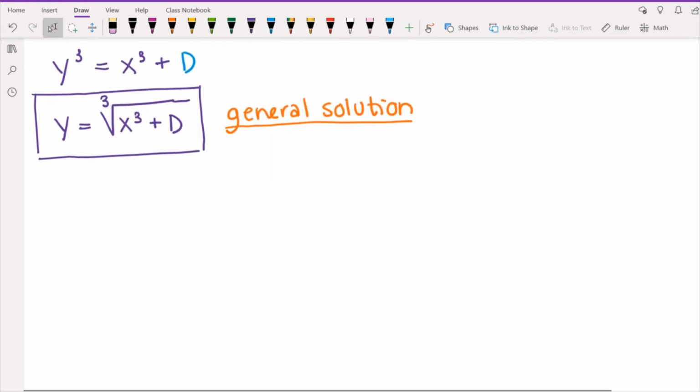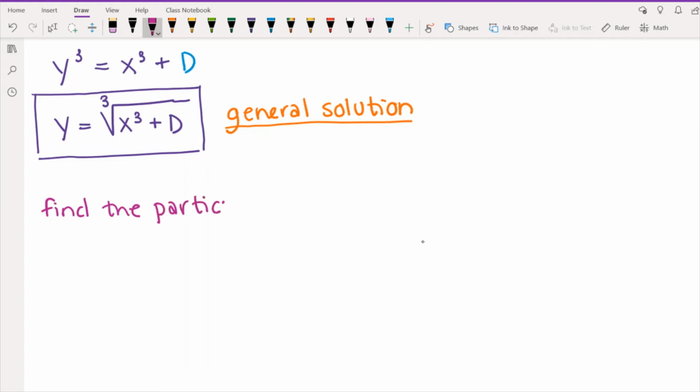Okay, so now we want to find the particular solution. So I'm going to write something that maybe is unfamiliar notation, but I'll explain it in a second. If y of 0 is equal to 8, or sorry, y of 0 is equal to 2.